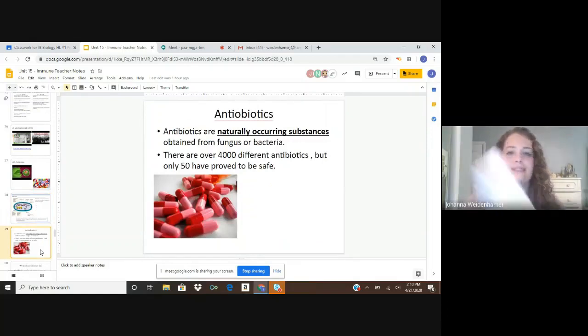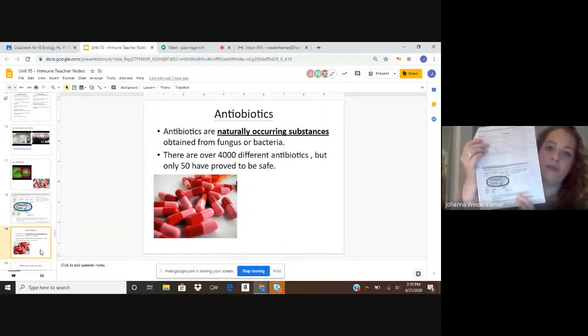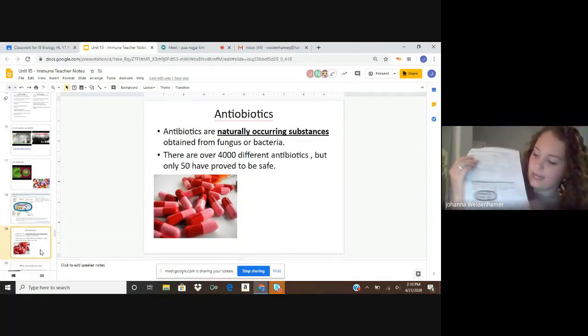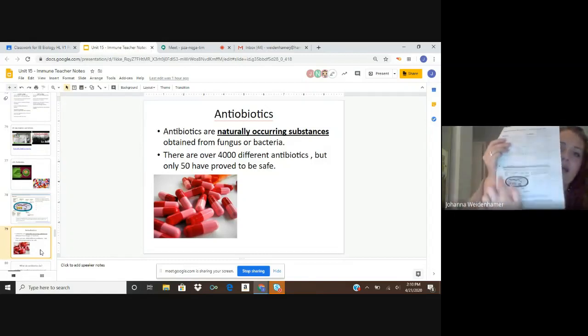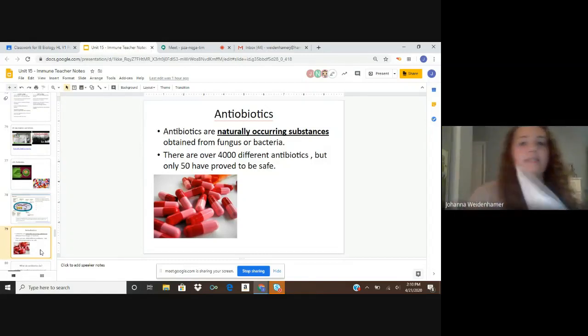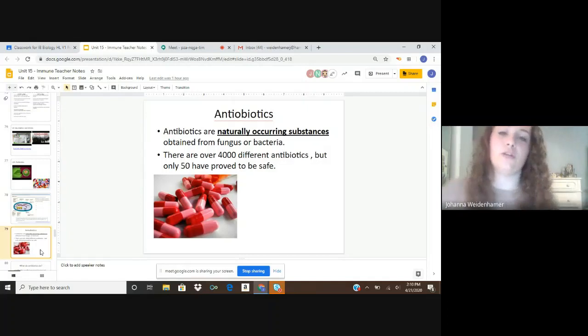So now on that same slide that you have in your notes packet, on the side here, this is what I did. I just wrote it on the slide. A couple more facts about antibiotics. So stay on that same page that you're at in your notes. So let's add in that antibiotics are naturally occurring substances obtained from a fungus or a bacteria. And there are actually 4,000 different kinds of antibiotics, which is kind of crazy, but only 50 have proved to be safe to be used.